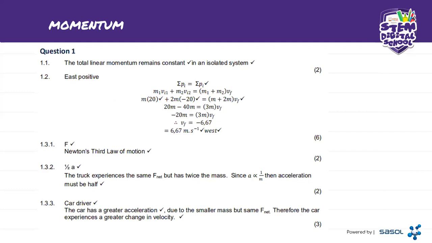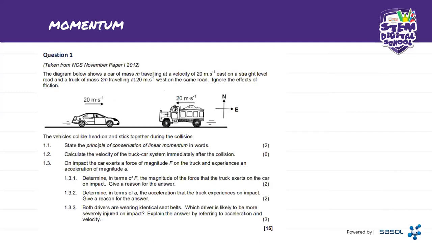Why did we speak about an isolated system? Because we are excluding all external factors or external environmental conditions from this problem. We're just focusing on the 2 cars that have bumped each other at a constant speed of 20 meters per second. So on 1.2, it says, calculate the velocity of the truck-car system immediately after collision, okay?